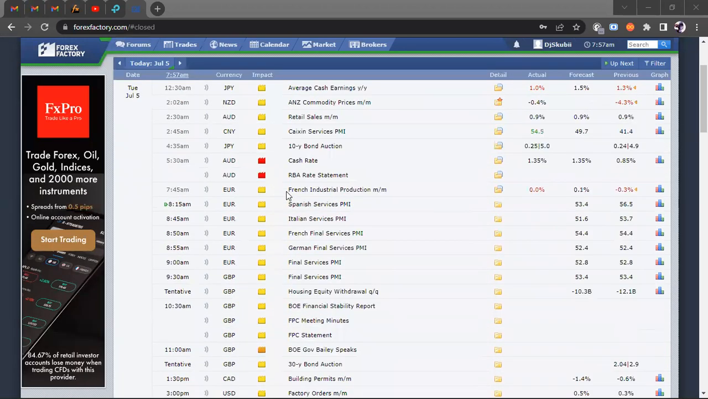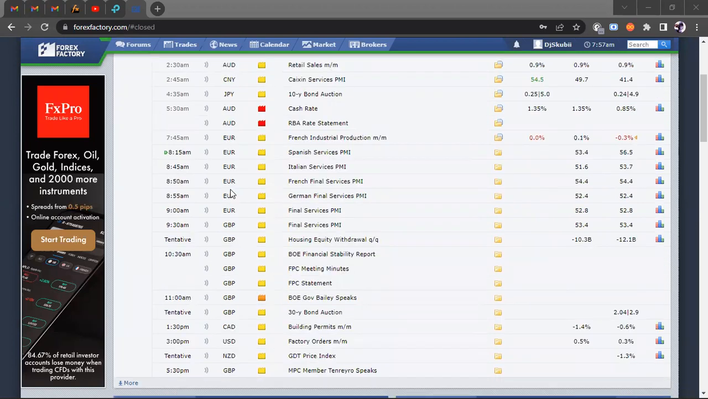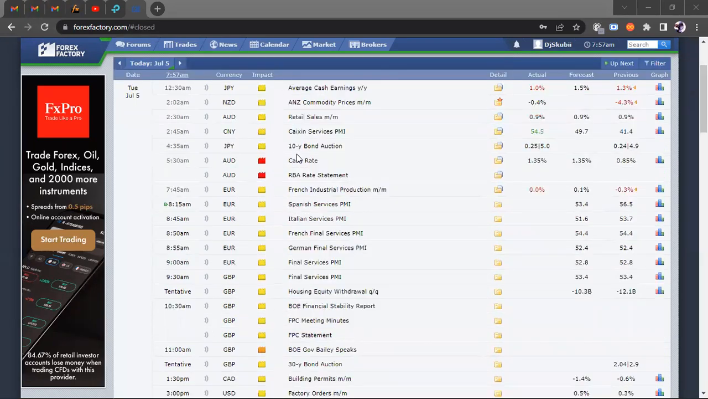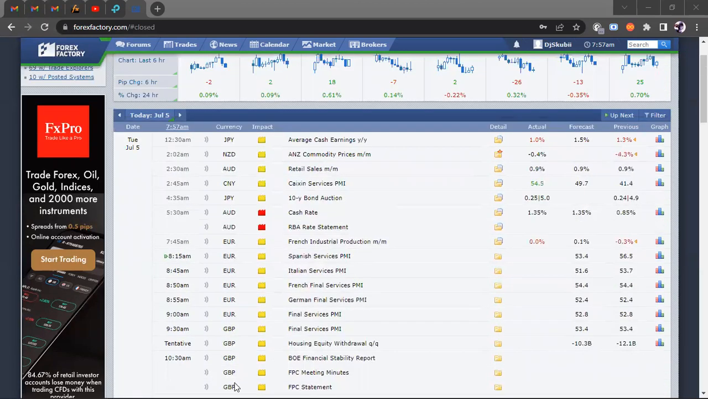First, we look at fundamentals. From now to the end of the day, we don't have anything serious. We have a speech by 11 a.m., but it's a mid-impact news, so I wouldn't really take it to heart. I think the high impact news was basically at 5:30 on AUD. So that being said, let's jump on our charts and see what we have today.